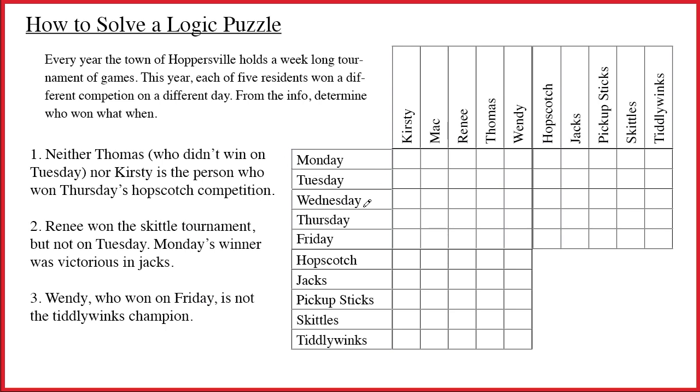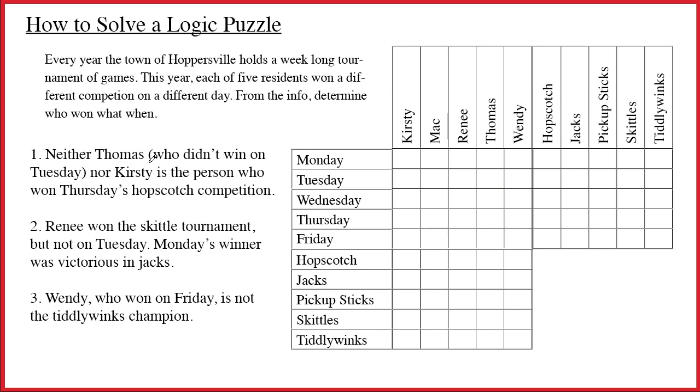So there were five days, five people, five games, and in logic puzzles, you generally don't have to worry, hey, did somebody win two games and things like that? No, it's usually a one-to-one-to-one correspondence. We're also given these three sentences that provide some basic information. I like to think of these as the premises, and the first thing we want to do is extract the information from the premises and get it into the grid.